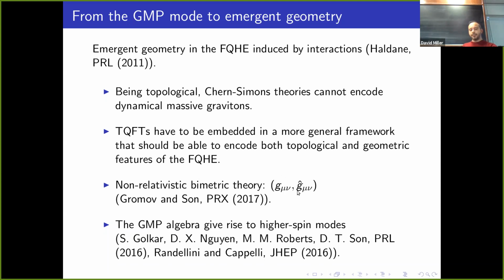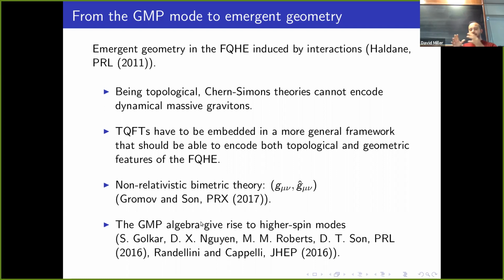What they put all these things together to show is that it's still possible to write down a sort of effective field theory, not completely topological, partially topological but also partially dynamical, that is able to describe in part the GMP spin 2 mode. But there is a problem here. I think it's very nice work, but the GMP algebra is much more than the graviton.